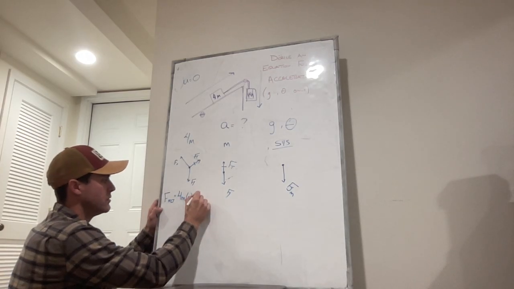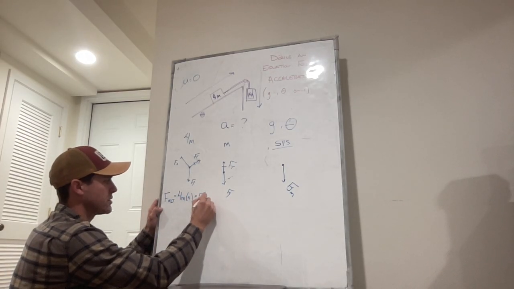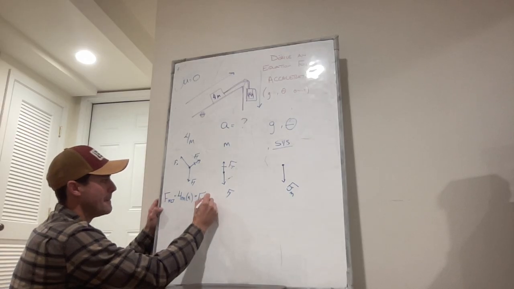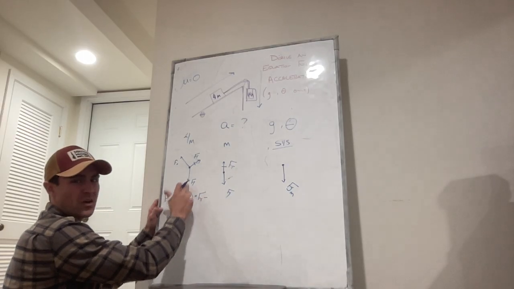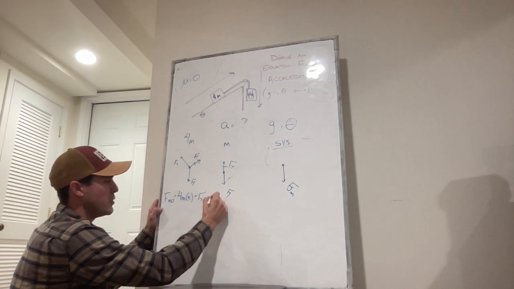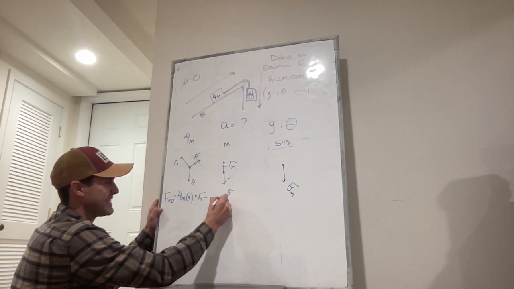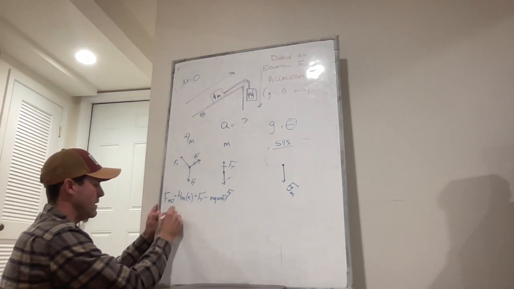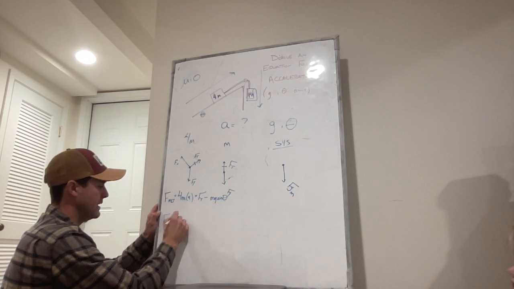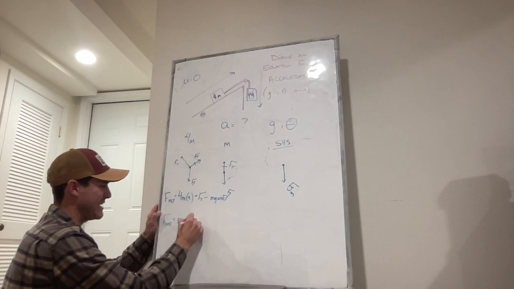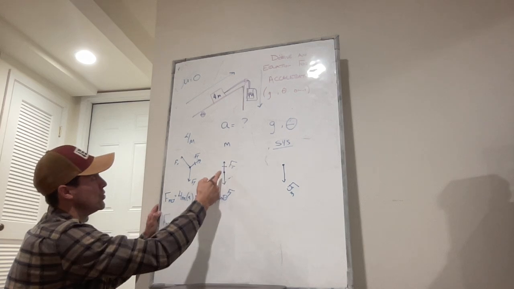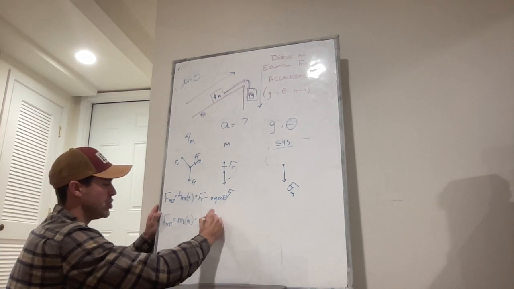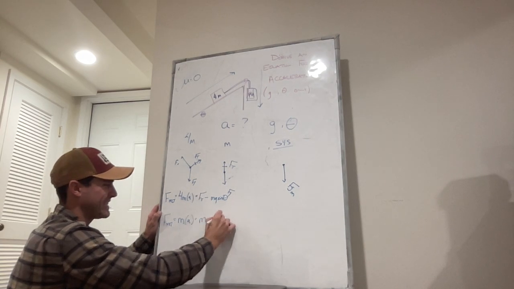That's equal to what's pulling up? The tension force pulls up minus this parallel component of gravity, which we know to be mg sine theta. There it is for the 4m. For the 1m, F net equals m times a, and that's equal to mg, the weight force, minus that tension force.